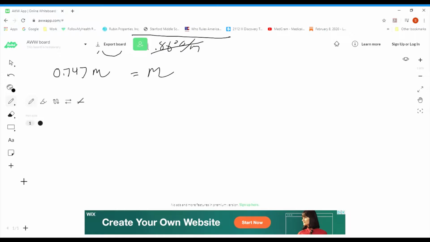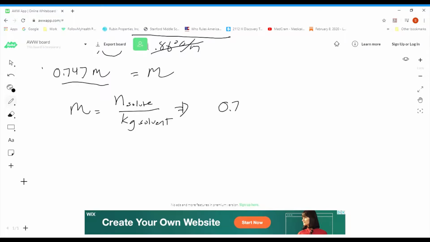We'll use this equation next. Molality. Let me undo that. This thing sometimes gets stuck on me. Okay. Molality equals moles of solute over kilograms of solvent. And if you remember, for our kilograms of solvent, we're given that there's 500 grams, and so we're going to put it in as kilograms. The molality was given to us here, 0.747, and I'm going to put it as 0.747.